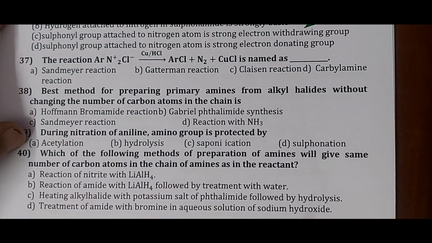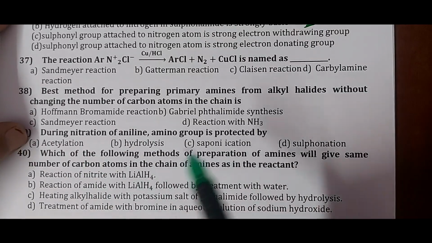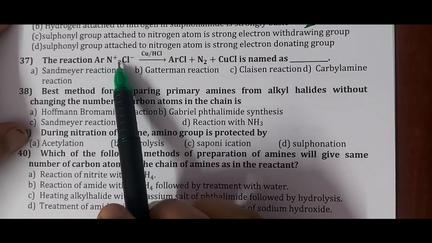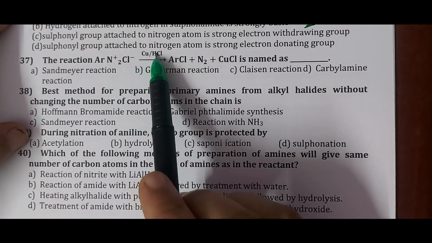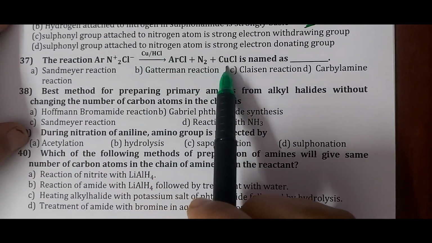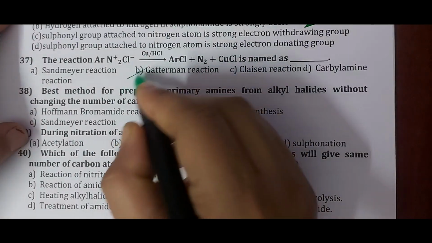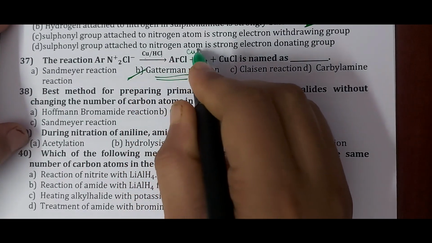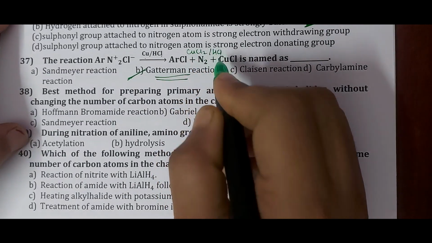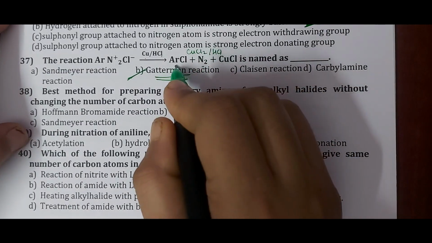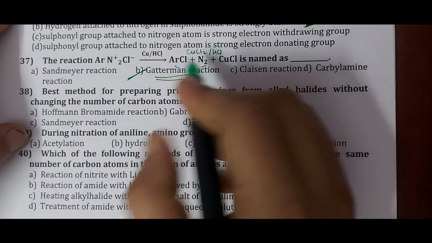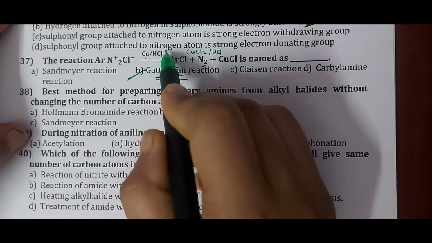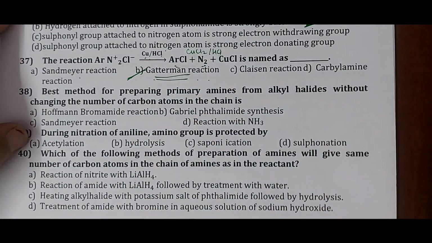Next we'll go with question number 37. The reaction ArN2 plus Cl minus, that is benzene diazonium chloride, in the presence of Cu/HCl forms chlorobenzene plus N2 plus CuCl, and it is named the Gattermann reaction. Instead of Cu/HCl, if they give you CuCl2 in the presence of HCl, it will give the same product, chlorobenzene and N2 gas, and that would be the Sandmeyer reaction. But since they have mentioned only copper in presence of HCl, it is the Gattermann reaction.